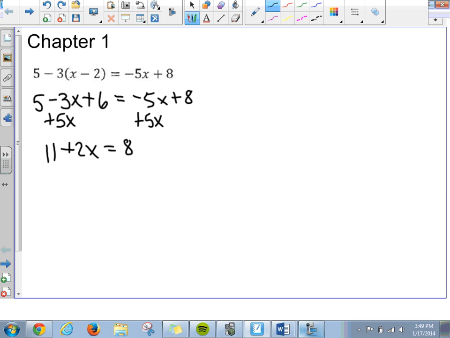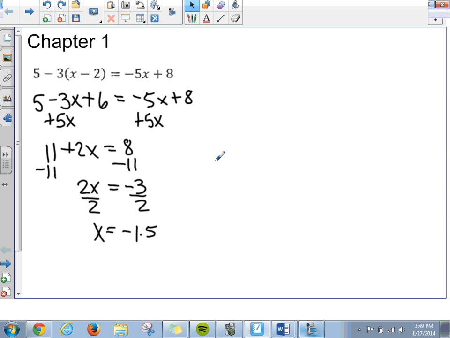Then I'm going to subtract 11 from both sides. Remember, I'm trying to get x by itself. So this will leave me with 2x is equal to negative 3. Finally, I can divide both sides by 2, and we get x equals negative 3 over 2. You can leave it as a fraction, or you could write negative 1.5. So our answer again is negative 1.5 for x.